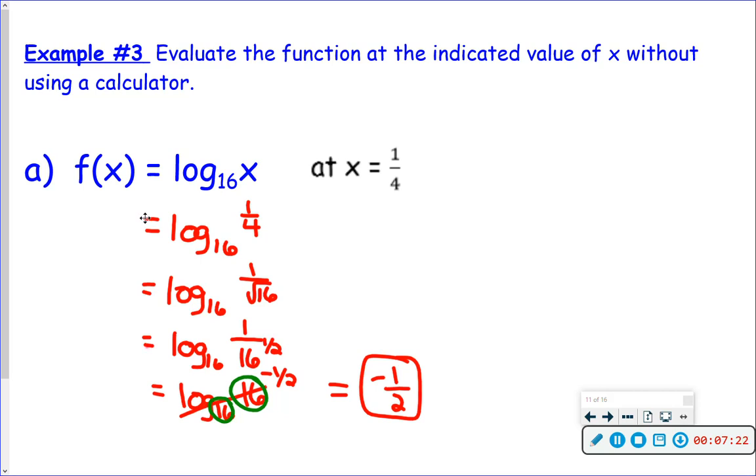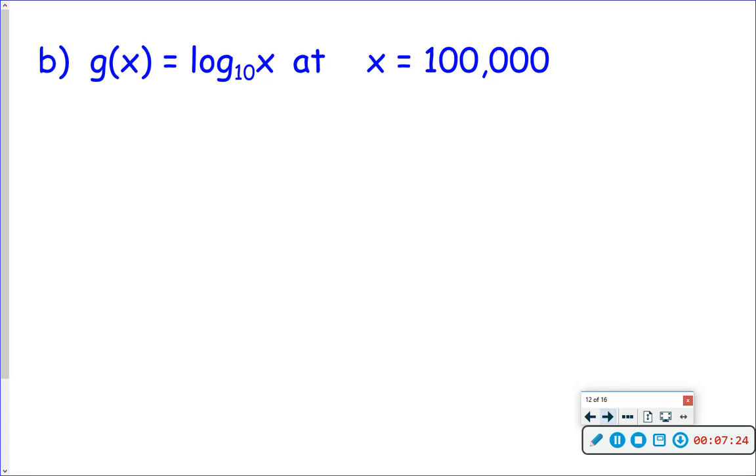Are they all that tricky? No, but you might have one or two on the homework. All right, same process. First, I'm going to rewrite 100,000.